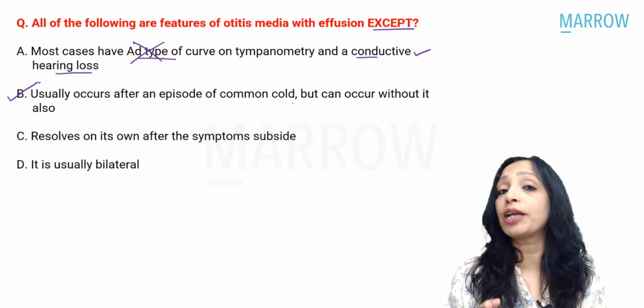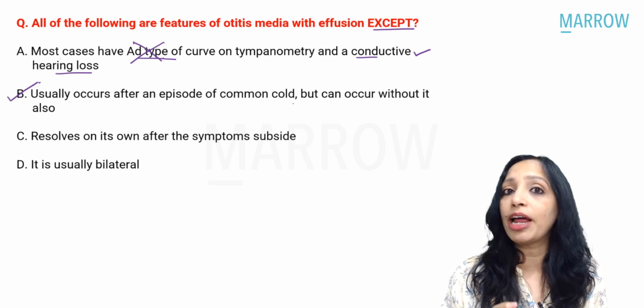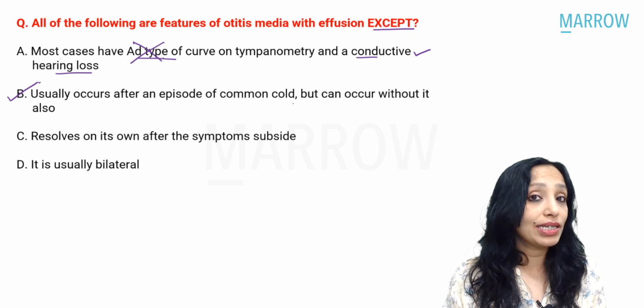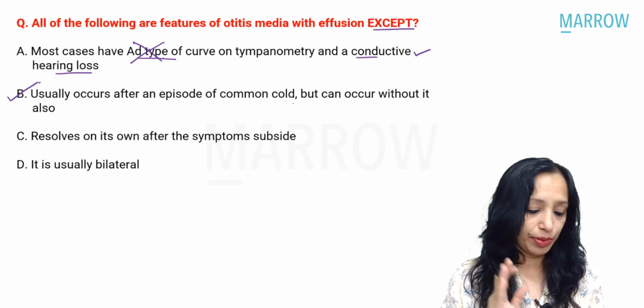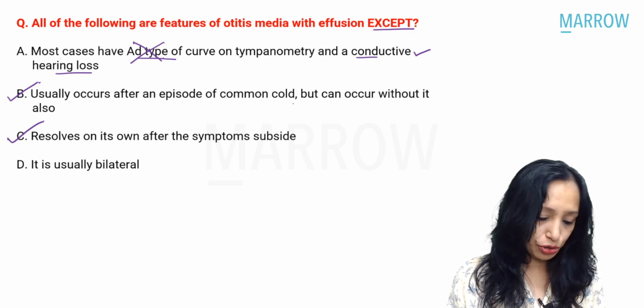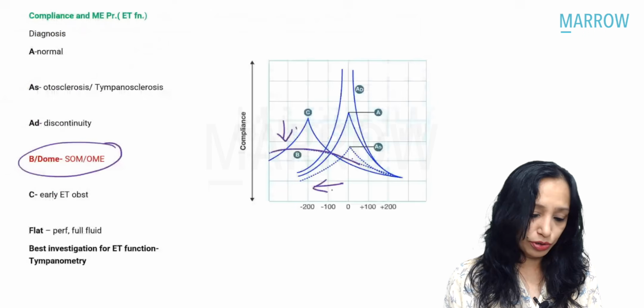So the first management of serous otitis media, always remember, again, this has been a question of your exam, is always medical. Again, it was a question of your exam that medical management is given for how long in serous otitis media? For at least 3 months. If the patient does not benefit, only then we think of going for surgical management, right? So it resolves on its own after symptoms subside. That is true. It is usually bilateral. Yes, it is usually bilateral.